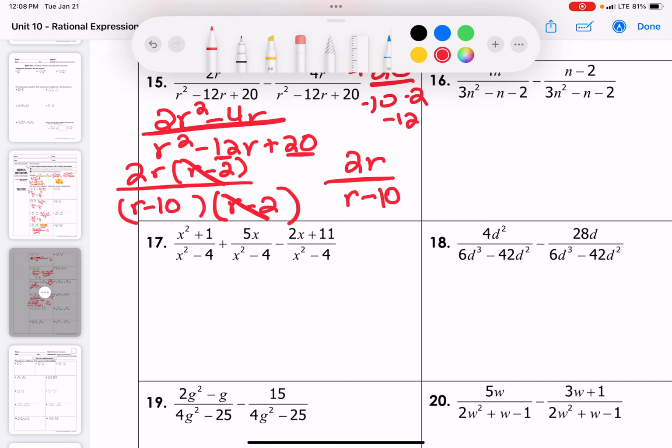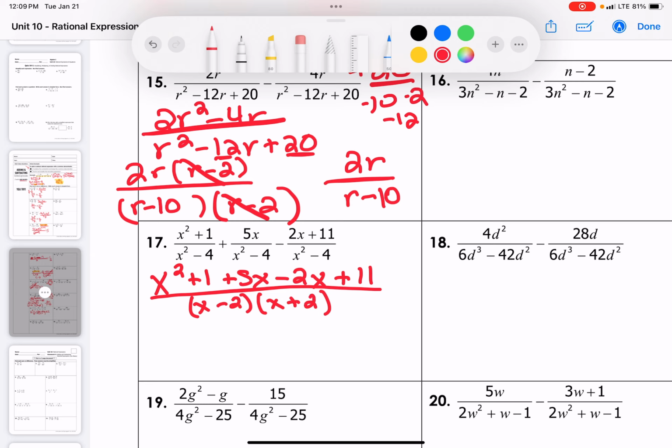All right, looks like 17, we got multiple. Oh, that's good. They all have the same denominator. So let's do this. I'm going to go x squared plus 1 plus 5x minus 2x plus 11, all over, I could factor this x squared minus 4. So I have an x and an x, and it's going to be minus 2 and plus 2.